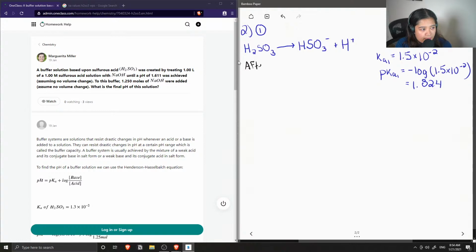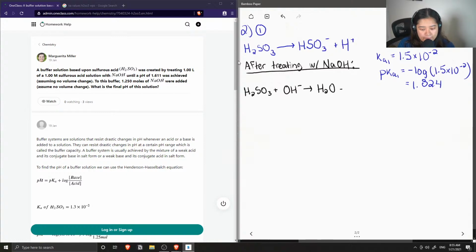So now I can say after treating with NaOH, I can write the following reaction equation where H2SO3 reacts with a hydroxide ion to form water plus HSO3 minus.